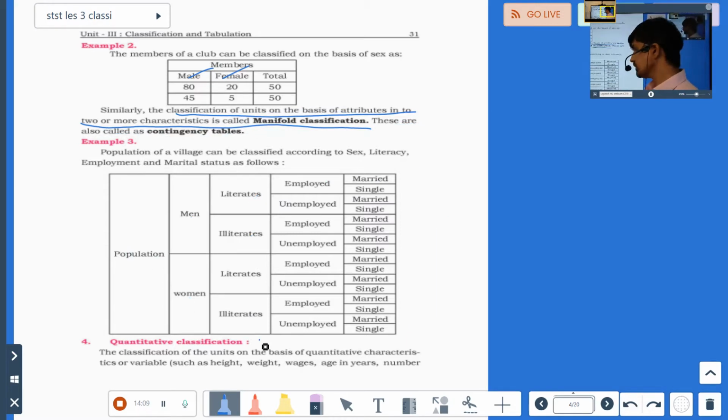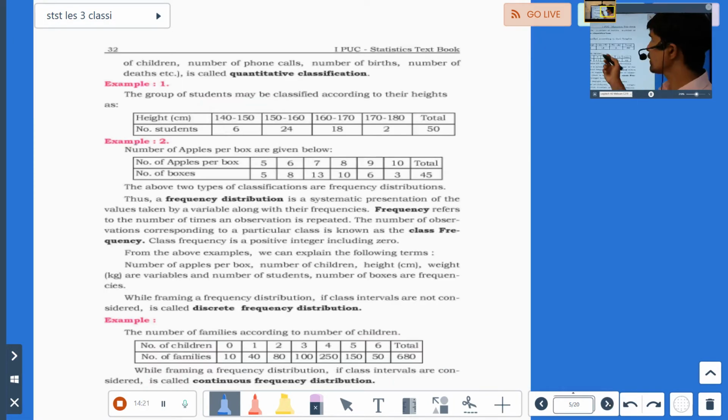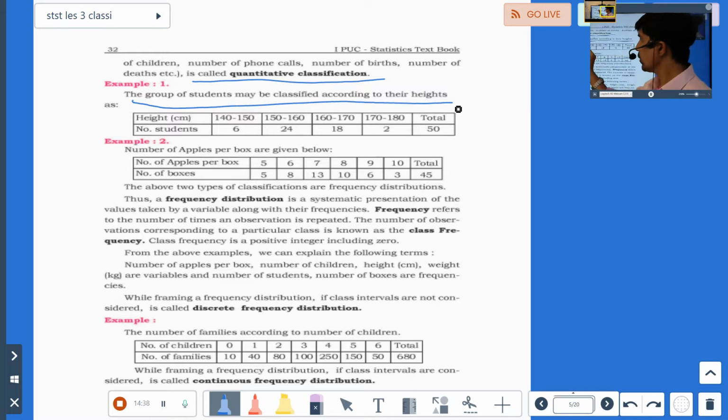Next we have quantitative classification. The classification of units on the basis of quantitative characteristics or variables, such as height, weight, wages, number of children, number of phones, number of births, number of deaths, etc., is called quantitative classification. We have done sums on this; whatever we have done is on quantitative classification only. Example: a group of students may be classified according to their heights, 140 to 150, and so on. This is the class interval, and this is the frequency. So this is quantitative classification.